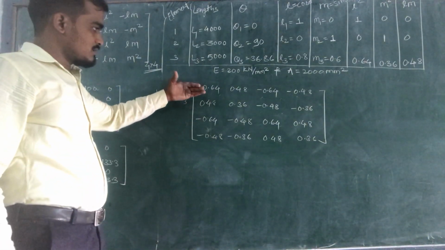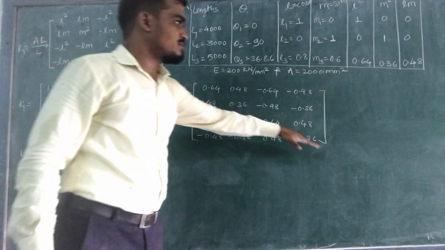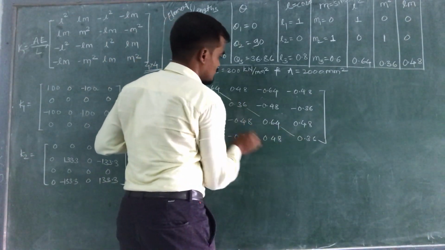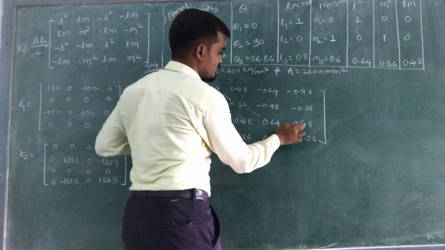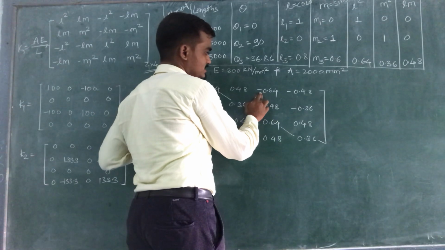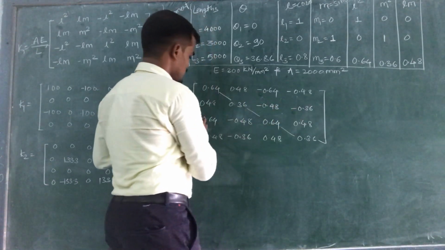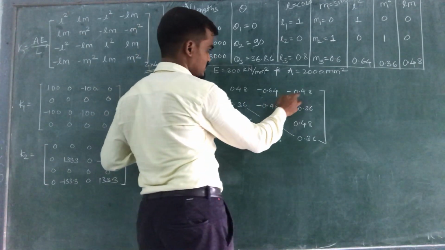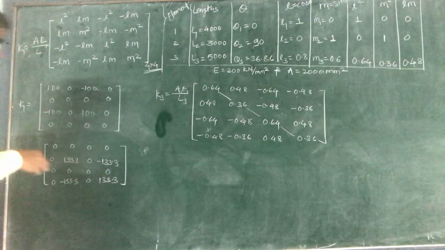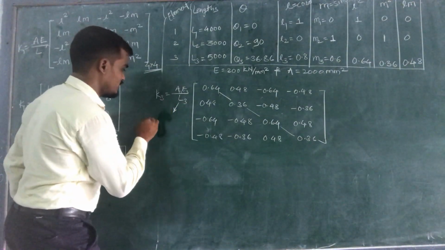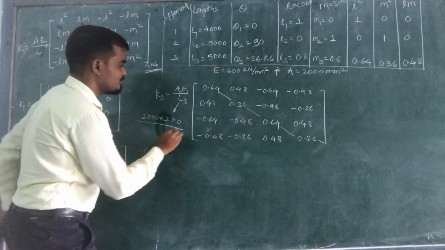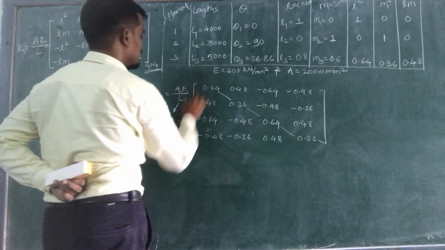So you cross check whether this matrix is symmetric or not. So this is your diagonal. So this is symmetric, means it is correct. Okay. So now we need to simplify this value. So area is 2000 into E is 200 divided by L3. Now L3 is 5000.